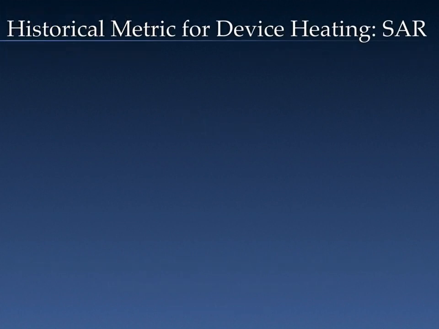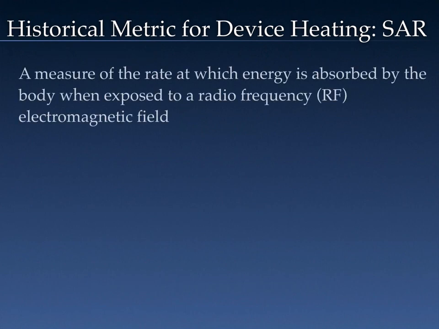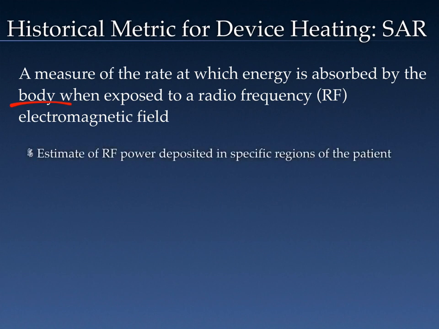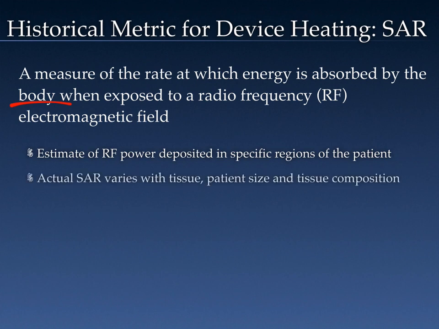Now, historically, we've used SAR as the metric for device heating, but SAR is defined as a measure of the rate at which energy is absorbed by the body or the tissues when exposed to a radio frequency electromagnetic field. So it's an estimate, and this is important. It's estimated based on specific regions of the patient. It's also estimated based on assumptions of the type of tissue, the patient size, and the tissue composition.